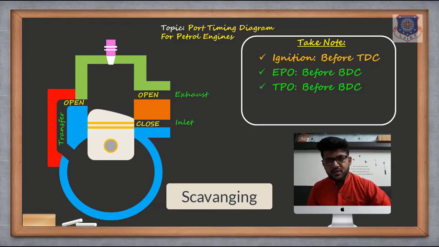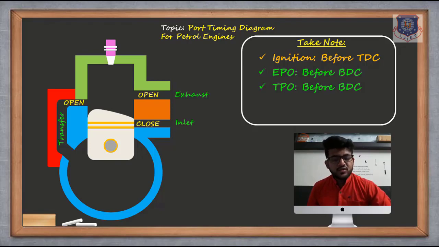Actually it is an animation, so you can easily understand what scavenging is. In this case, the transfer port is open, the exhaust port is also open, fresh charge will come into the combustion chamber, it will remove exhaust gas, and it is called scavenging. So the simple definition of scavenging is removal of exhaust gas by fresh charge. Removal of exhaust gas by incoming or inlet fresh charge in a combustion chamber is called scavenging. So that's it, our expansion stroke is done.